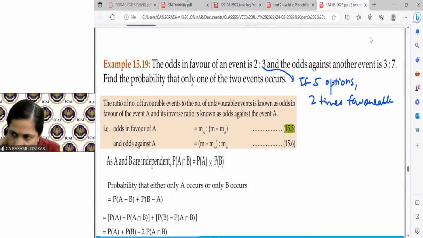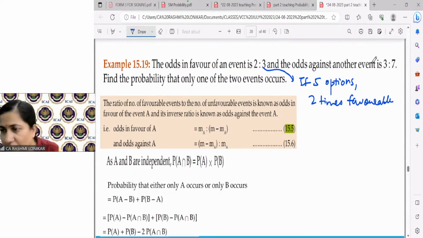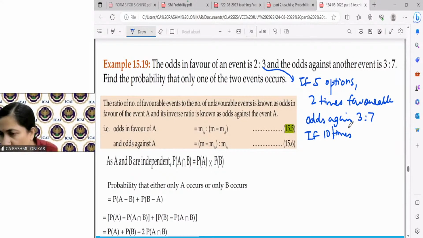Okay. And another event has odds against 3 to 7. Odds against is 3 to 7 means if I try the experiment 10 times, the event failing will be 3 and the event being successful will be 7, because it is against.